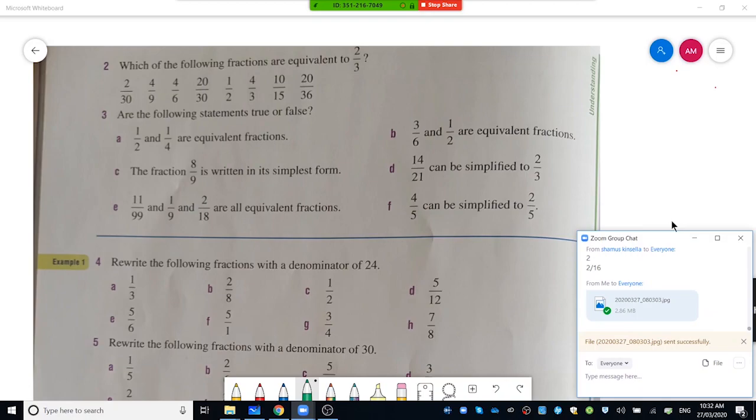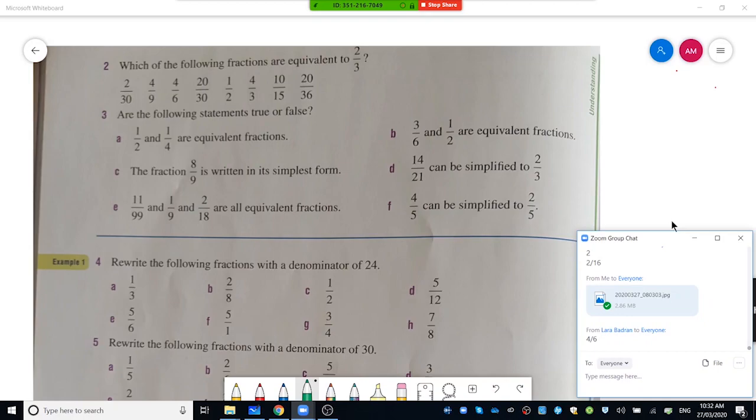Via chat. Okay, so the first question is: which of the following fractions are equivalent to 2/3? So kindly look at this question and type it. What fraction is equivalent to 2/3? And kindly write the answer in your chat.